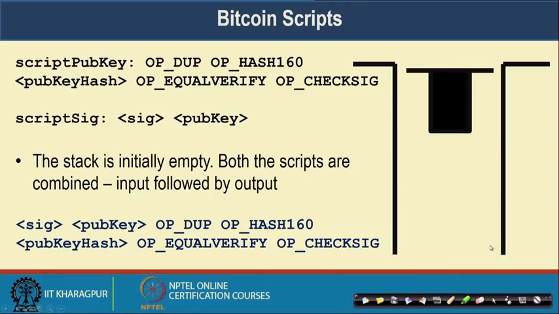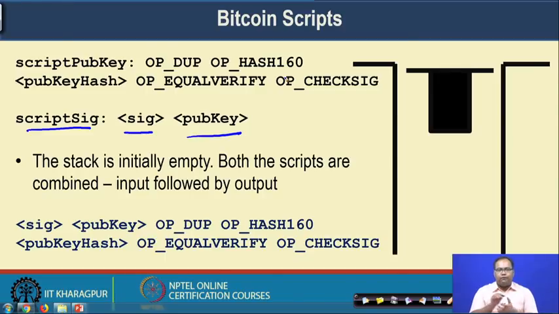So, this is a sample script. In the sample script you have two entries, the script pub key and the script SIG. In the script SIG you have the signature and the public key, and in the script pub key you have certain operations. While explaining the operations, I will explain the meaning of all these different operations.